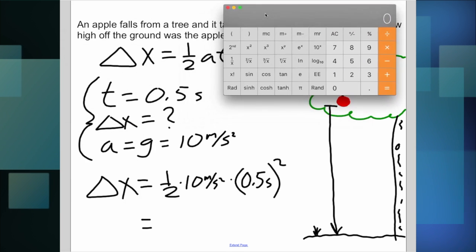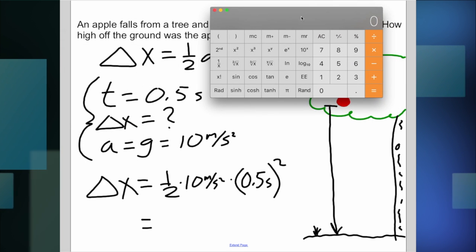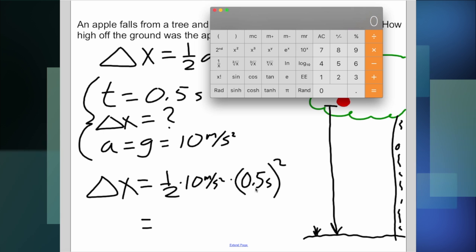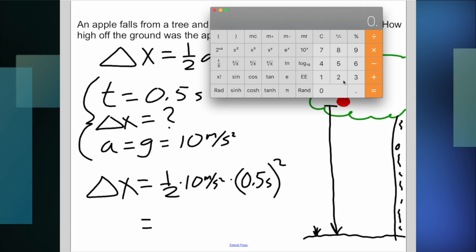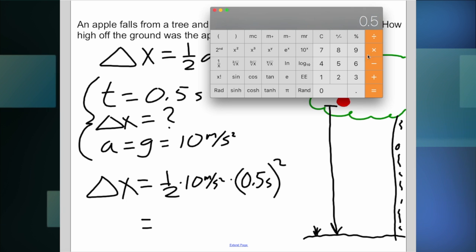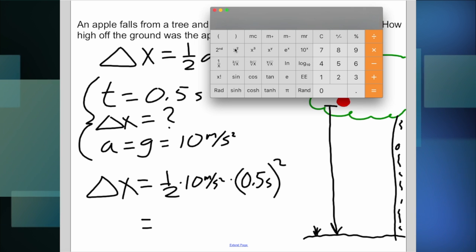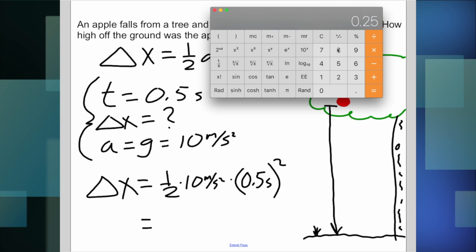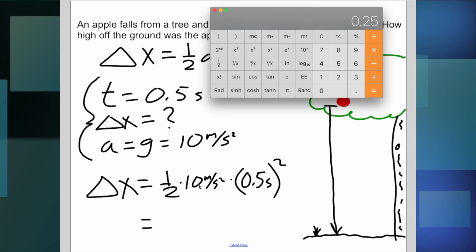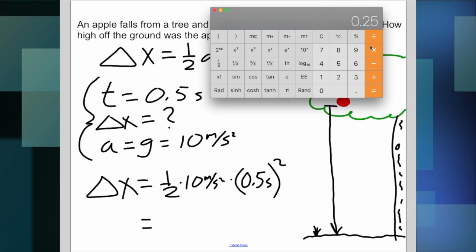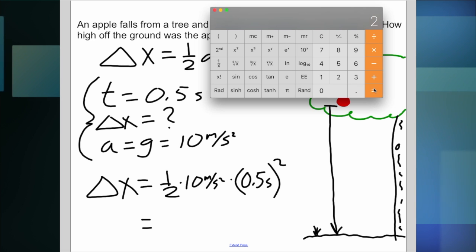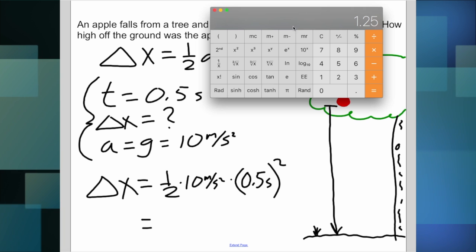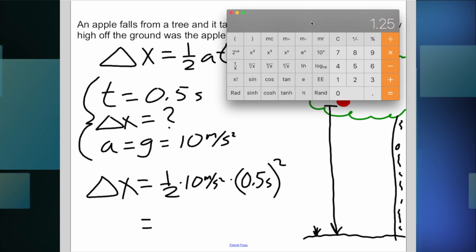Okay, so now if you're ready to know the answer, we're going to start with this one right here. We're going to go 0.5 squared. I always do whatever's squared first. So this is 0.5, and I'm going to square it. All right, that gives me 0.25. I'm now going to just multiply by 10 and then divide by 2. Click equal. I get 1.25. That should be what you got.